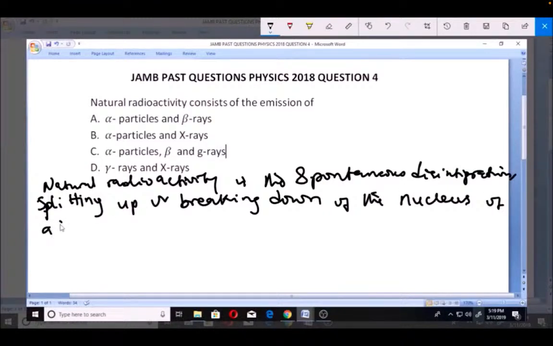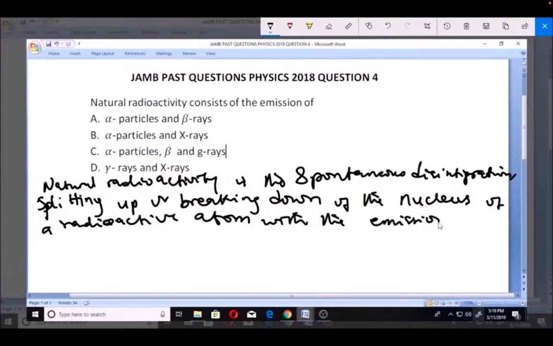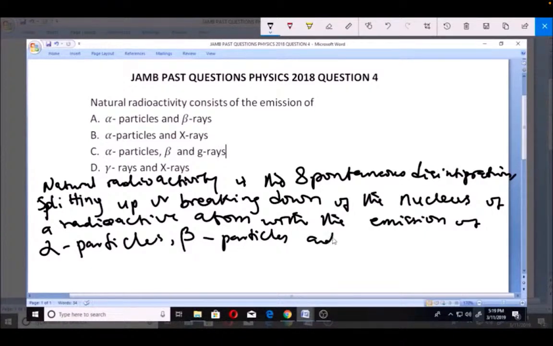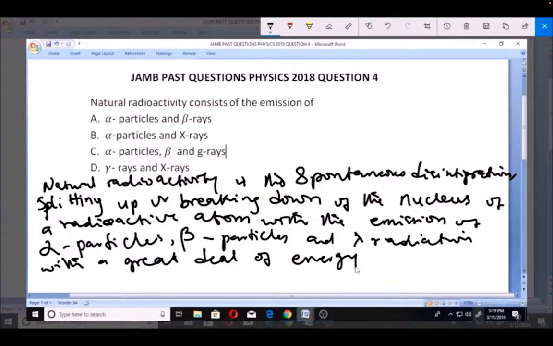of a radioactive atom with the emission of alpha particles, beta particles or rays, and gamma radiation, with a great deal of energy.